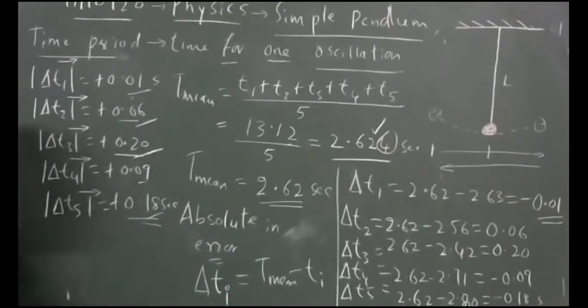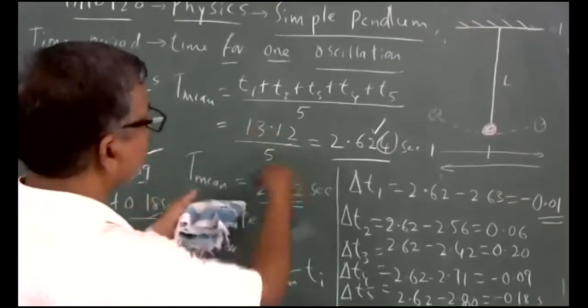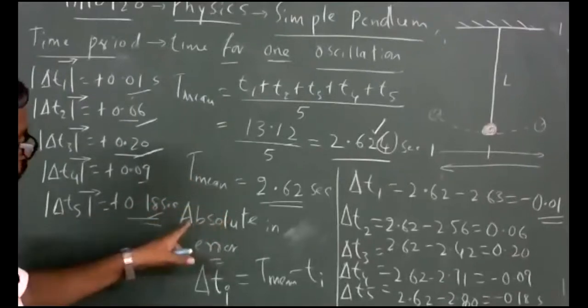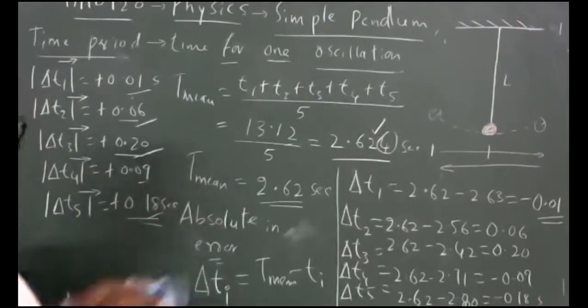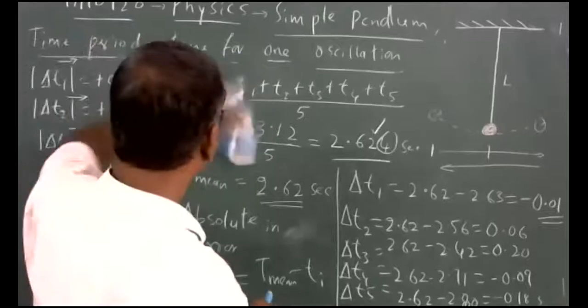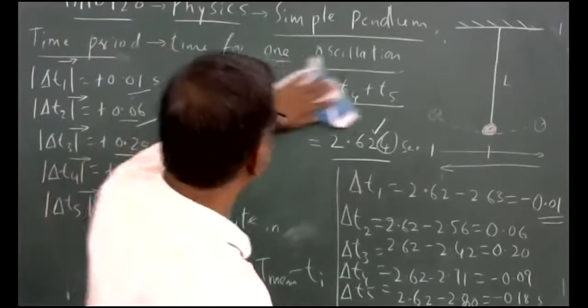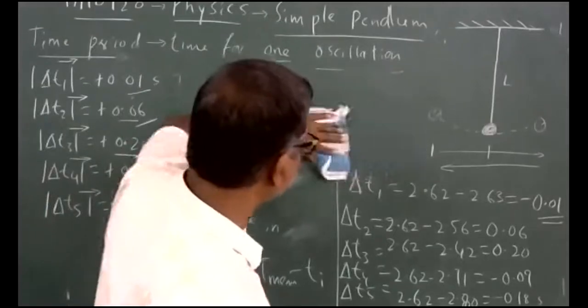Let me write the mathematics. Okay, I hope T mean is written. Now we'll go for mean. T mean is calculated. Now we go for mean absolute error. Let me write the mean absolute error formula. This value 2.62 is already done, so let me erase it. The key point is here.